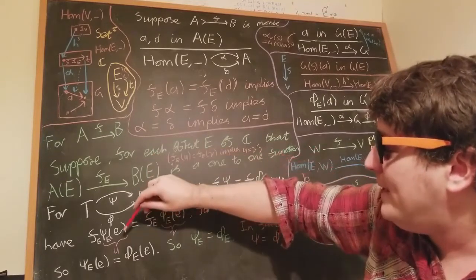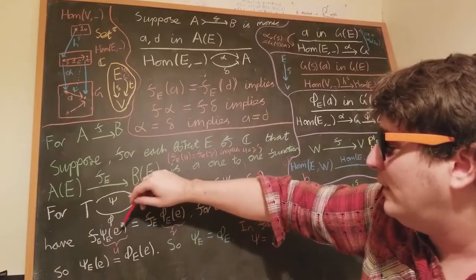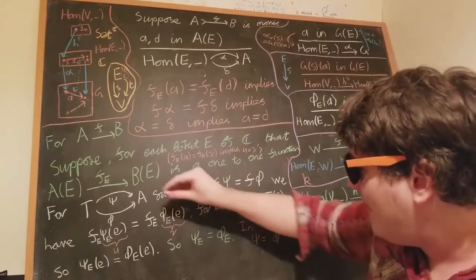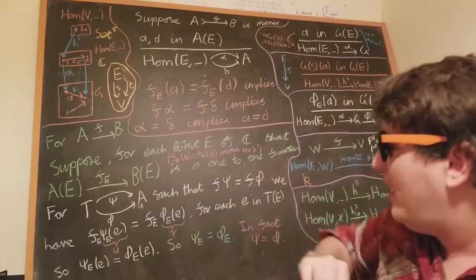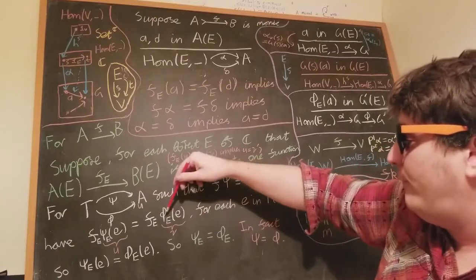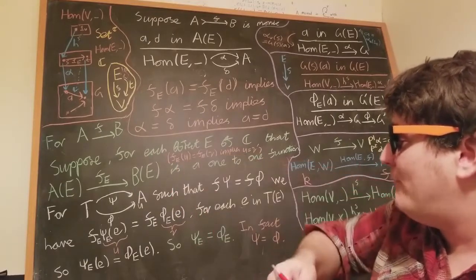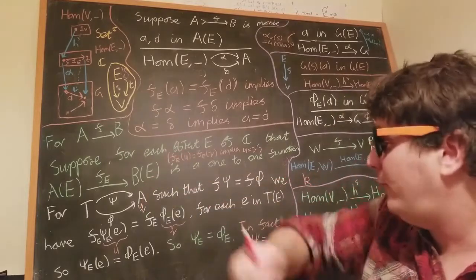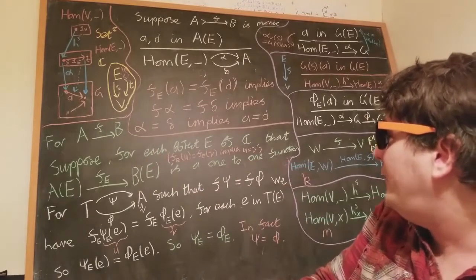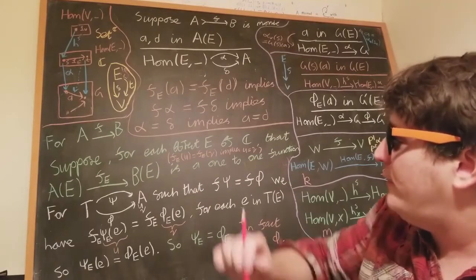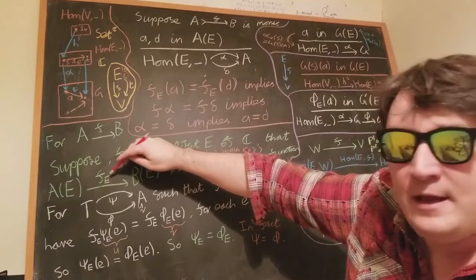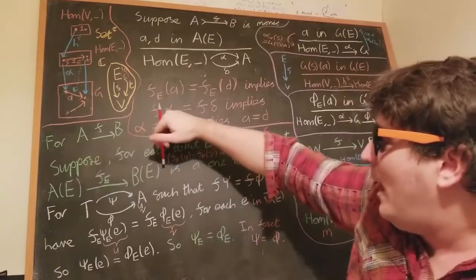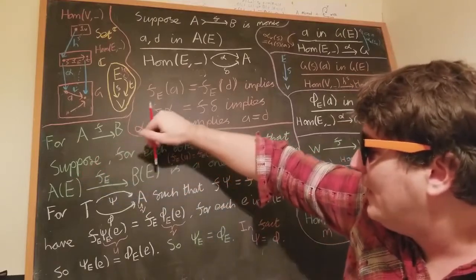And so let's give these names. Let's call psi_E of little e, let's call that u. So u is going to be one of the E-type elements in A. And also phi_E of little e, let's call that v. That's going to be another type capital E element of A. But the thing is that we're assuming that the eth component of f is a one-to-one function on these type E elements.